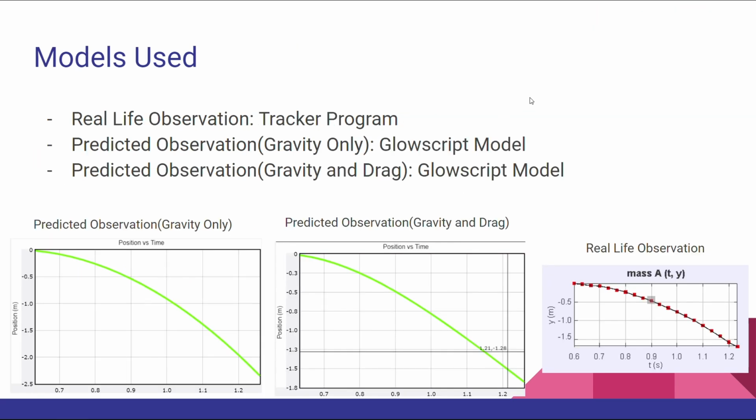Okay, so the models that are being used. For the real life observation, we're using the Tracker program. As you can see, it's right here. And then the predicted observation with gravity only and the predicted observation with gravity and drag, we're both using GlowScript models. So here's gravity only, and here's gravity and drag. You can already see that the gravity and drag model looks a lot more like the real life observation than the gravity only model.